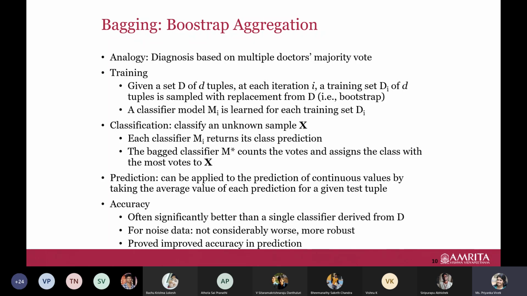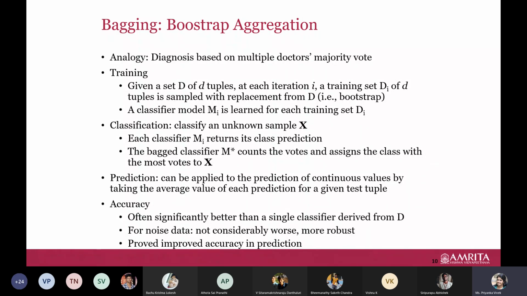This is how you will select the tuples or instances. When I have D instances, at each iteration i, the training set is Di. Say, for example, I have 1,000 data points. At each iteration, I take, say, 100 samples, 100 instances.